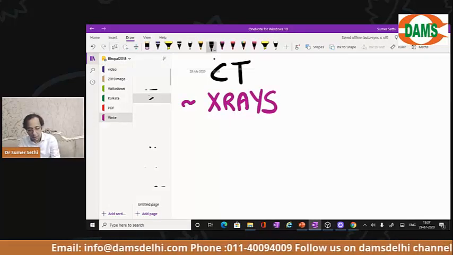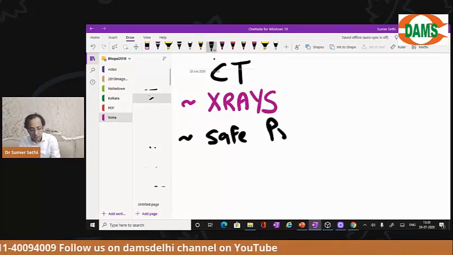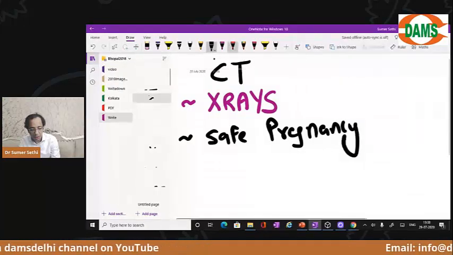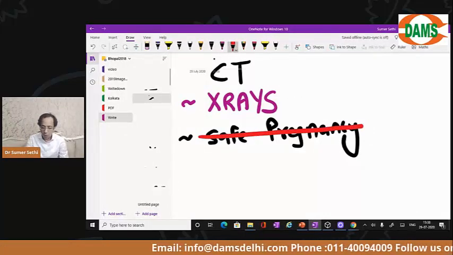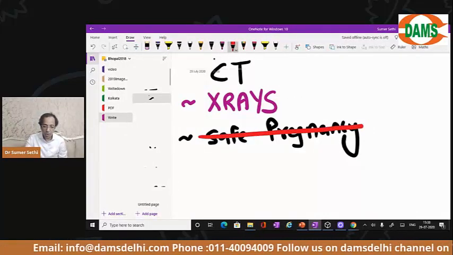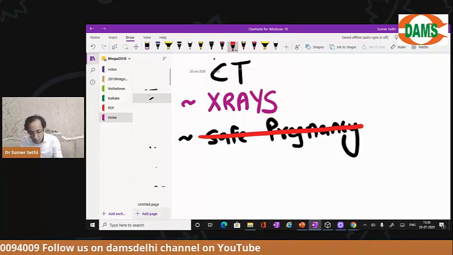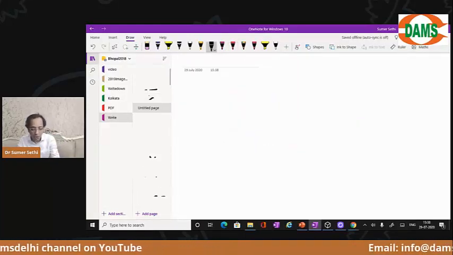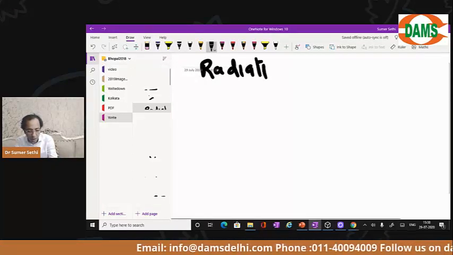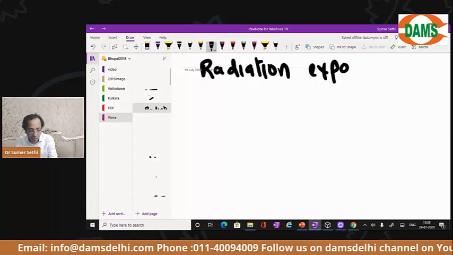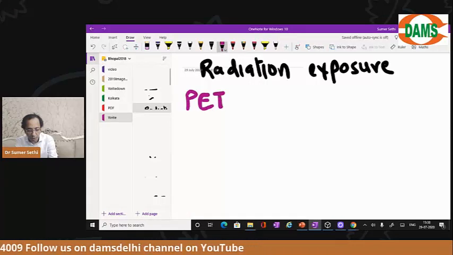number one, is it safe in pregnancy or not? The answer is no. CT scan is contraindicated in pregnancy. So once you start understanding the first question, you start getting a hang of it, that the key here is that sometimes we may not understand how the exam is asking questions. When we talk about radiation exposure, the maximum radiation exposure is with PET CT.